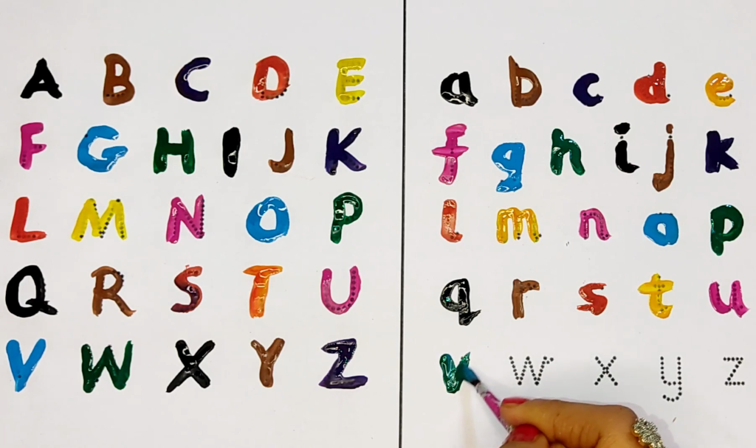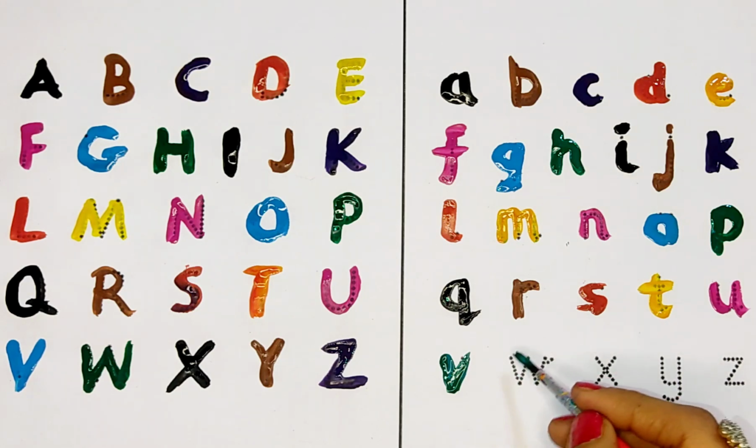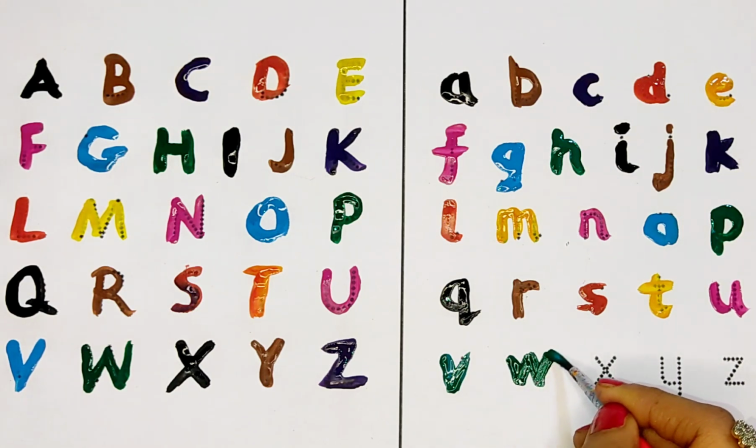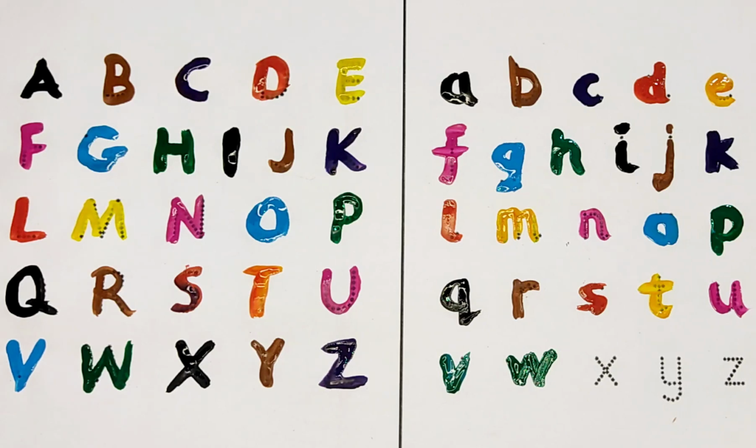V, V for volleyball. W, W for watermelon. X, X for x-ray. Y, Y for yak. Z, Z for zebra.